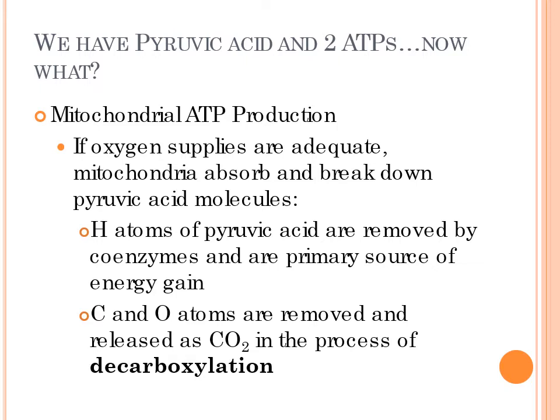So the hydrogen atoms of the pyruvic acid are removed by coenzymes, and the hydrogen atoms become a primary source of energy gain once we get to the electron transport chain. Carbon and oxygen atoms are also removed and released as carbon dioxide in the process of decarboxylation. So decarboxylation is removing a carbon dioxide.